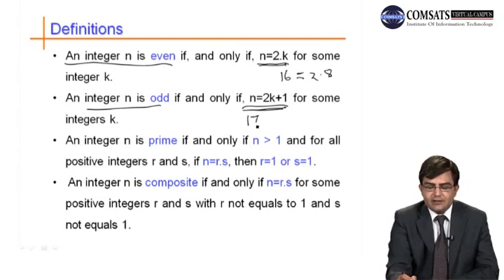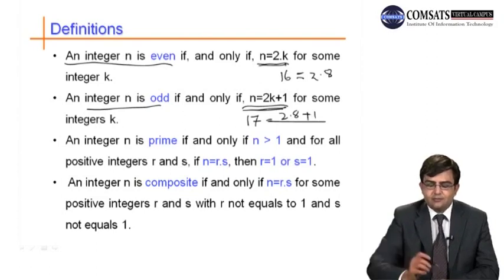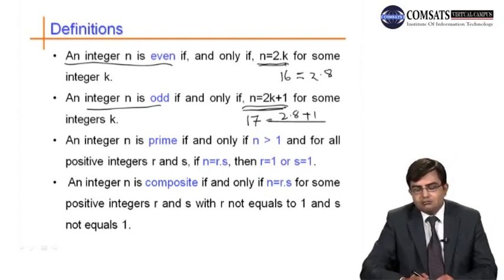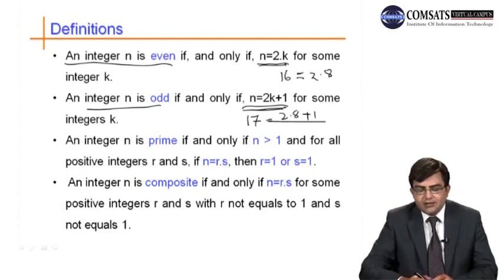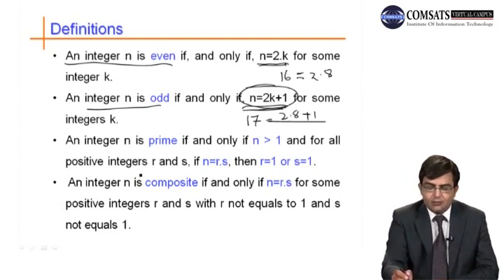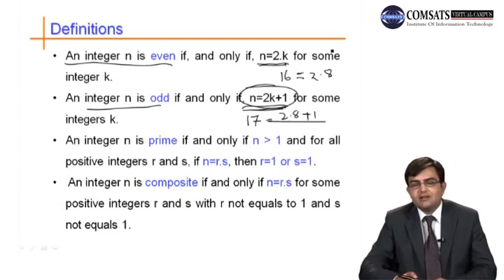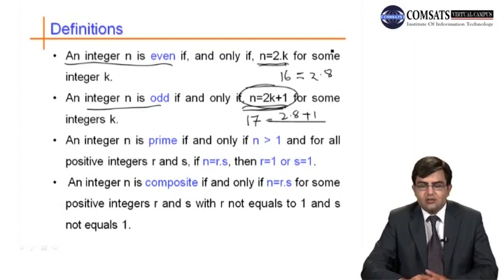Now the odd integer, for example 17, can be written as 2 into 8 plus 1. Here this is not basically a dot, it represents multiplication. So 17 can be written as 2 multiplied by 8 plus 1. Any integer which can be written in this form is called an odd integer.